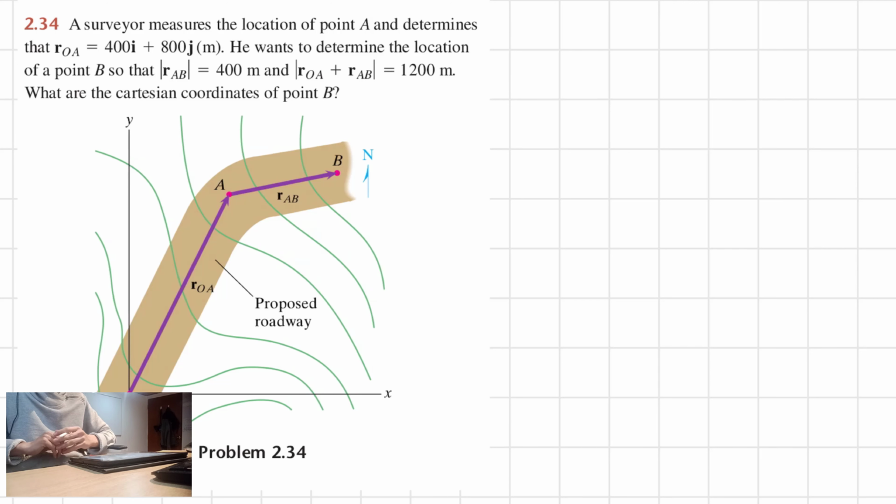Alright, so a surveyor measures the location of point A and determines that ROA is equal to 400 units in the I direction plus 800 units in the J direction. This is in meters. He wants to determine the location of a point B.